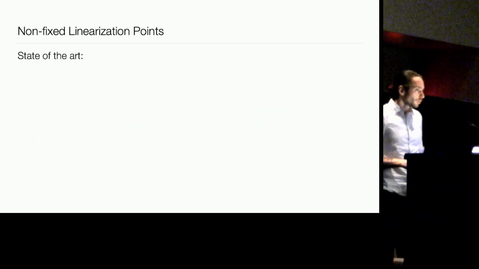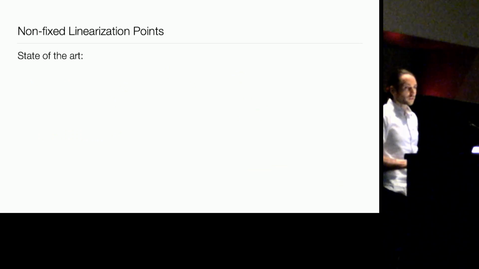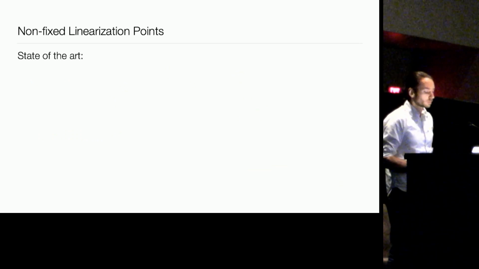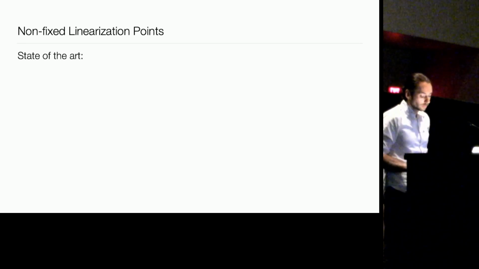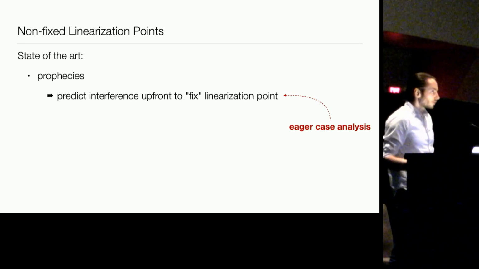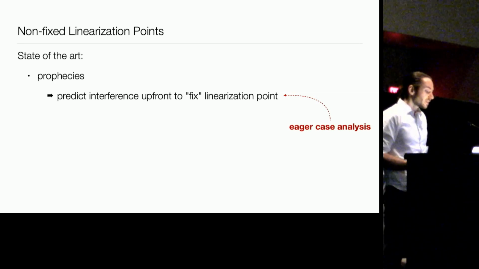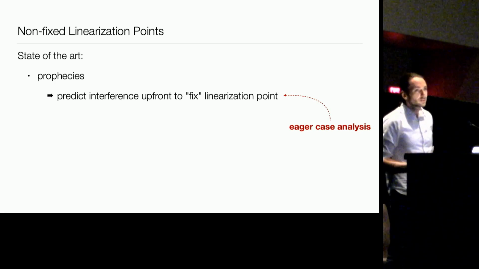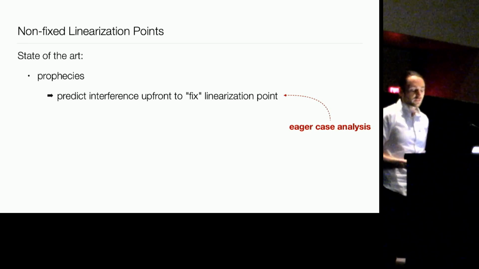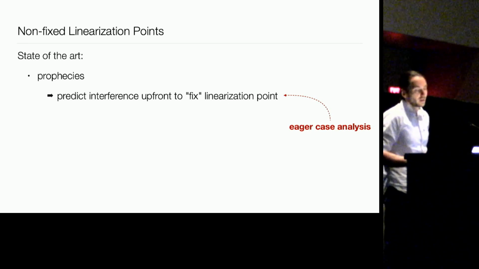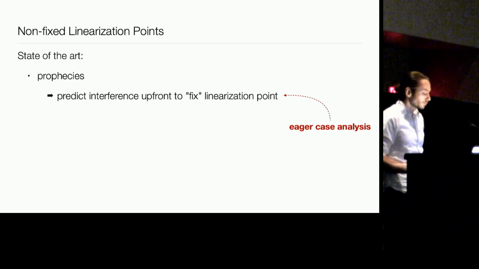So how do we prove data structures with such non-fixed linearization points? The state of the art gives us 2 techniques to deal with that. The first would be prophecies or prophecy variables. And the intuition here is that the prophecies would predict the interference up front so that you kind of fix the non-fixed linearization point ahead of time. You can think of that as kind of an eager case analysis that you do.